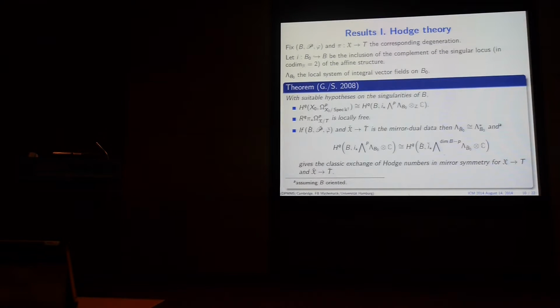And to get the mirror symmetry in here, if you have this discrete Legendre transform with a mirror dual degeneration, then there's a canonical isomorphism between lambda on B and the dual of lambda on B check. And then on the nose you get this identification. So maybe we could have written equal here. It's a canonical isomorphism that gives the classic exchange of Hodge numbers, with this exchange, assuming these are identical.